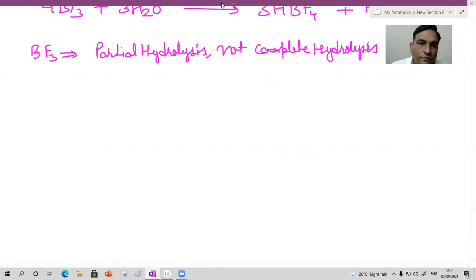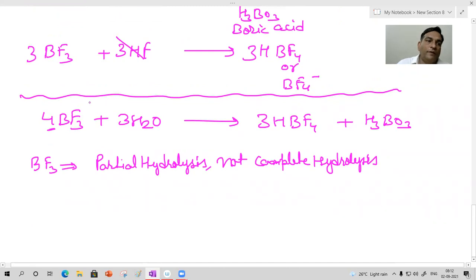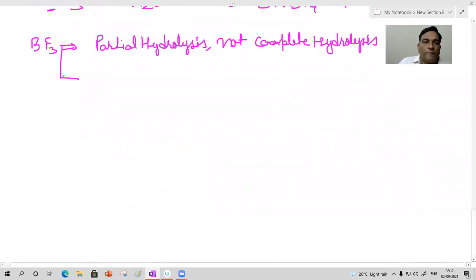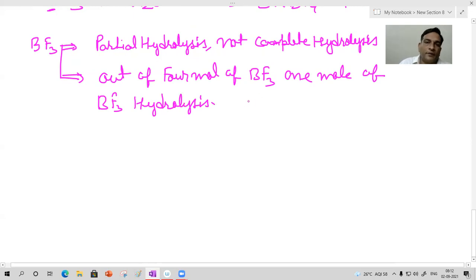Out of 4 mole of BF3, look, I am giving you another way: 1 mole of BF3 is hydrolyzed and 3 mole of BF3 forms the complex compound. Out of 4 mole of BF3, 1 mole of BF3 is hydrolyzed. Hydrolysis, that is important.